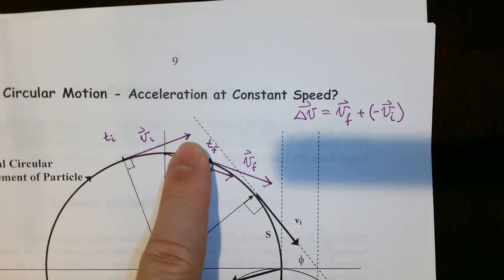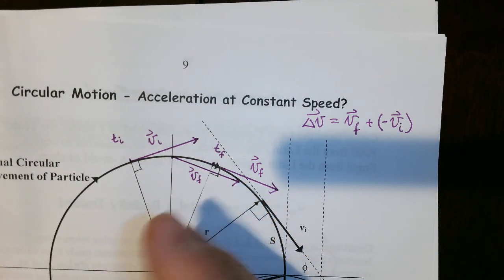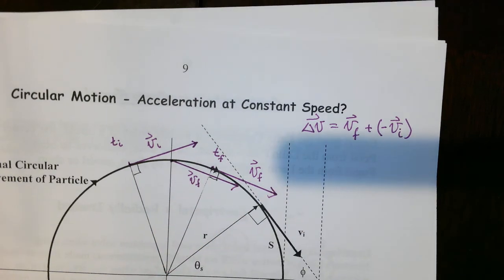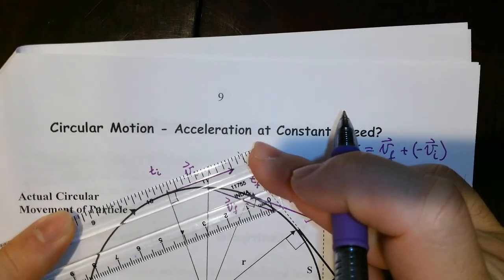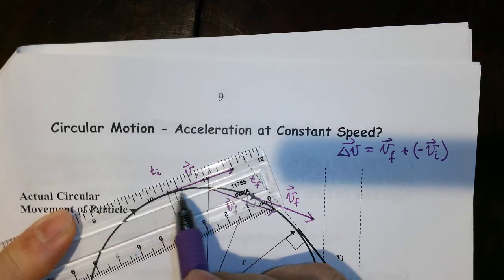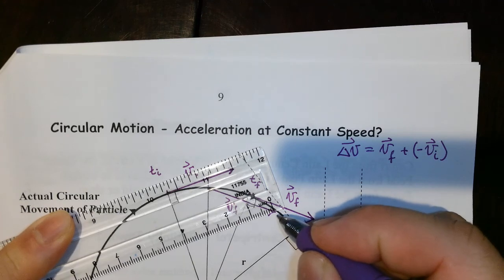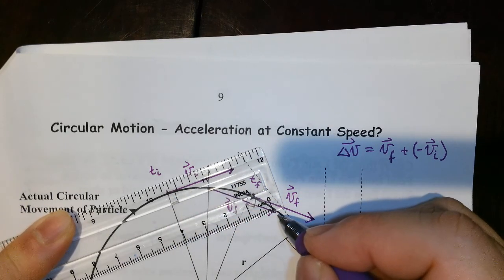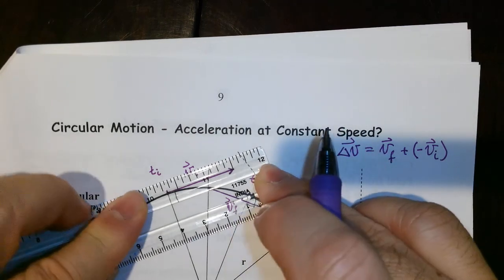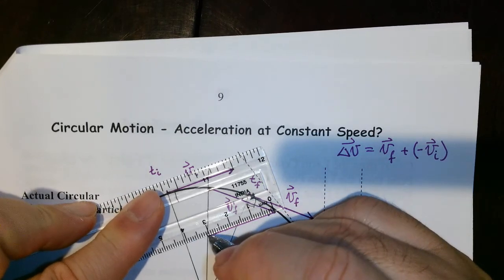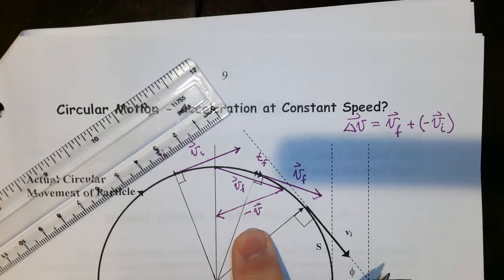And I'm going to add my negative VI. So here's my VI. If I slide it down and then flip the arrow, I get my negative VI. So here, I'm going to try to draw it as parallel as possible. See, this is parallel with my ruler, and I'm going to draw 3 centimeters in that direction. So here is my tip, and so here's my negative VI. Right? That's my negative VI.